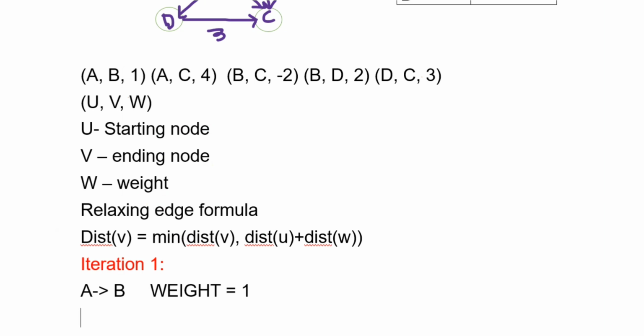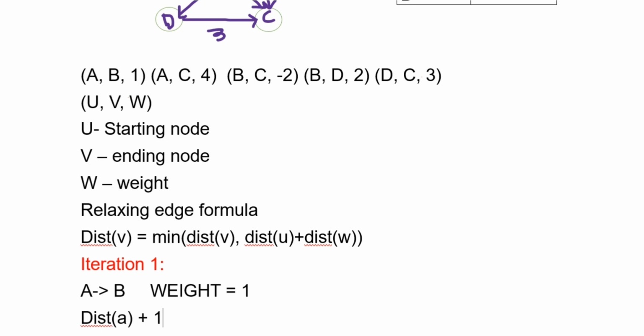The general formula for relaxing an edge is: distance of V is equal to the minimum of distance of V, comma, distance of U plus W. This is the relaxing edge formula.